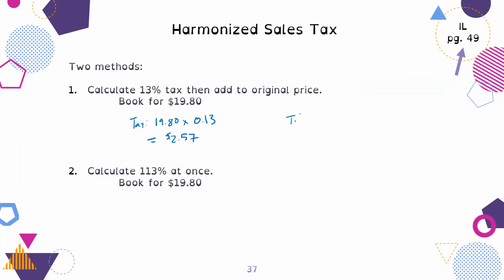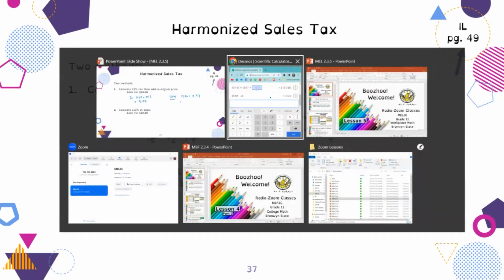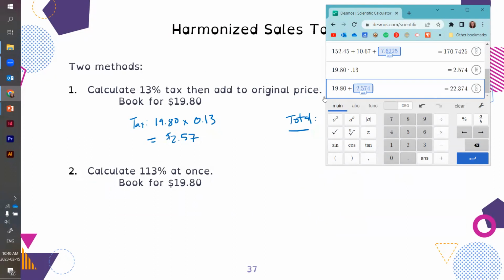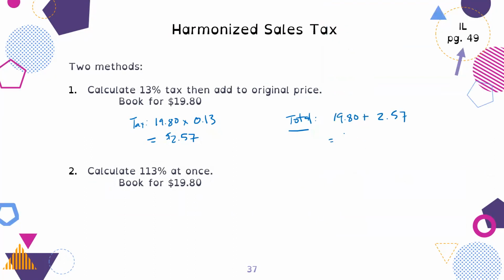And then we can calculate the total, where we add our $19.80 plus our $2.57, which gives us $22.37. So that is the amount of money that you actually pay.